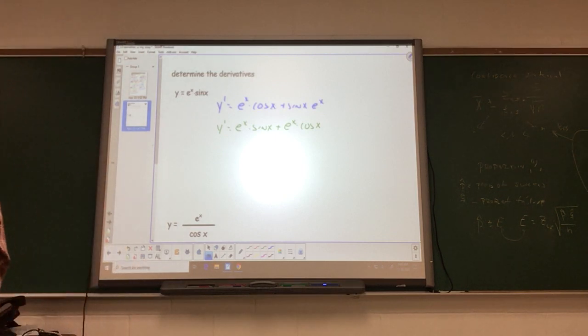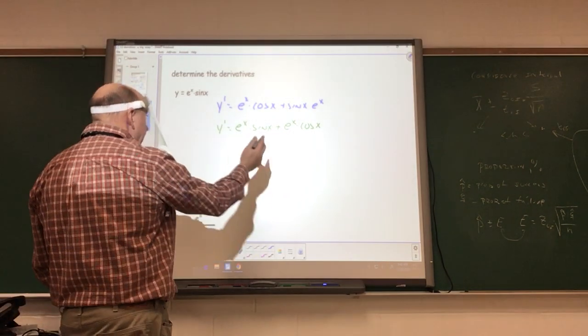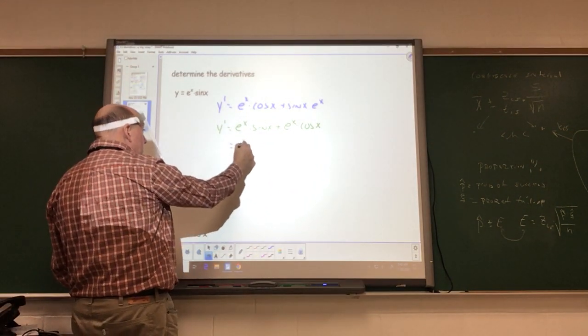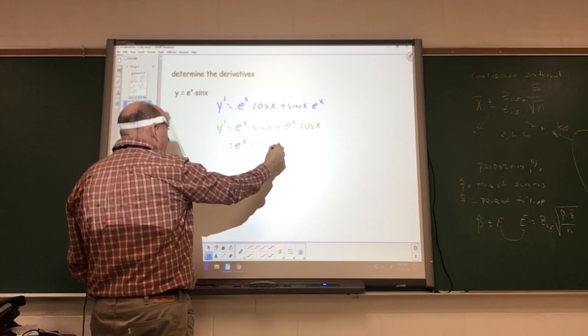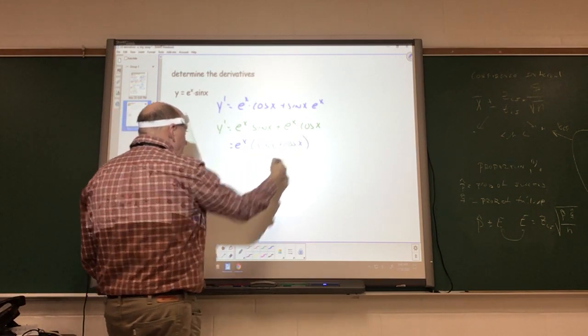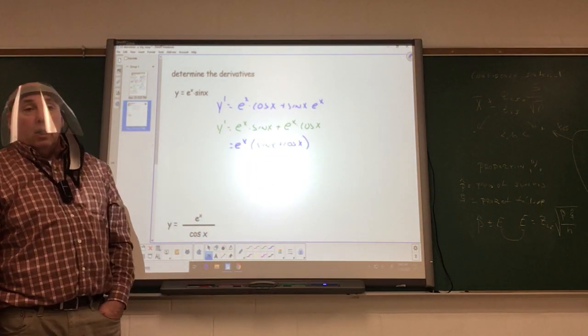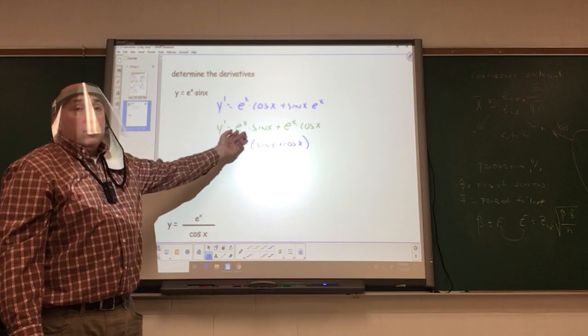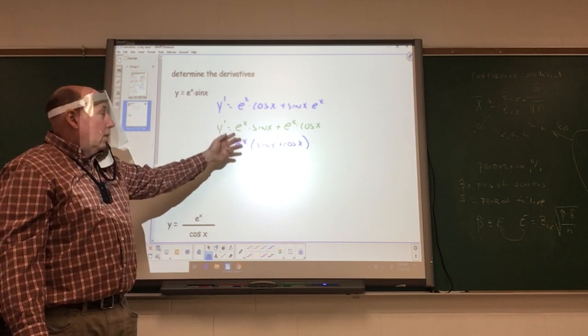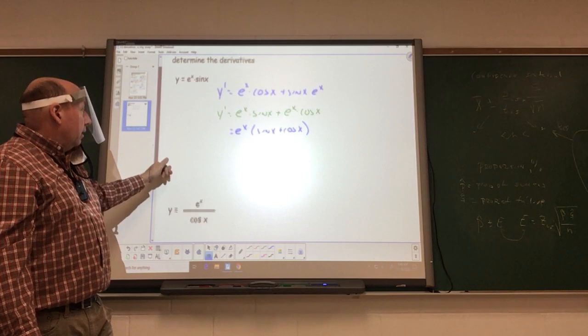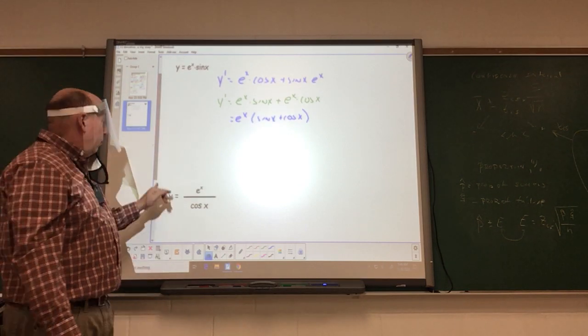Some books, if you check for a solution in the back of the book, will simplify this even further. They'll factor out an e to the x and write it like this. I'm fine with this right here, but if you want to go a little bit further, that's fine too.